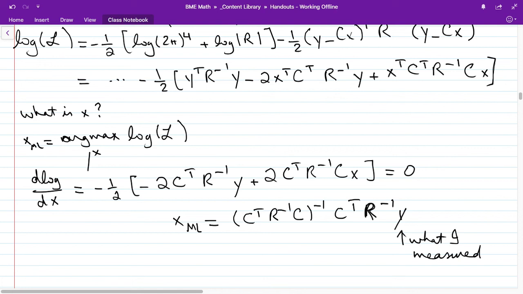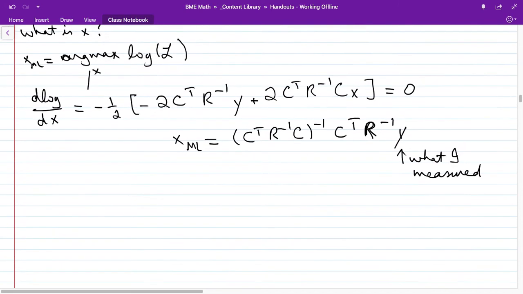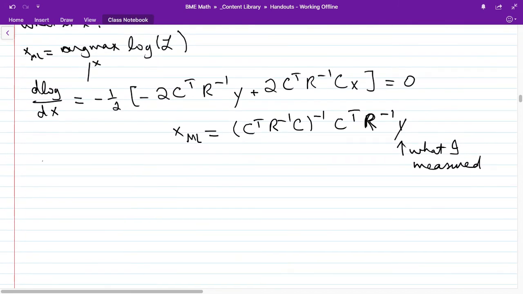The two GPSs gave me y, and the rest of it I know. If I knew the noises associated with each GPS, I would get my maximum likelihood estimate. So I want to break this equation down for you so we can understand what it is doing, because that's going to be an important consideration for where we're going to go. So this is our maximum likelihood estimate.